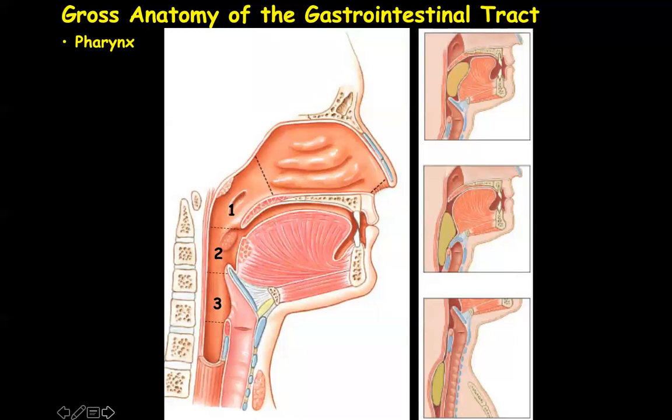And it's divided up into 3 regions according to the location. The first is the nasopharynx, that's superior to the soft palate. It's functioning to pass air from the nasal cavity to the inferior respiratory passages. The second portion is the oropharynx, that's the back of the throat between the soft palate and the epiglottis.